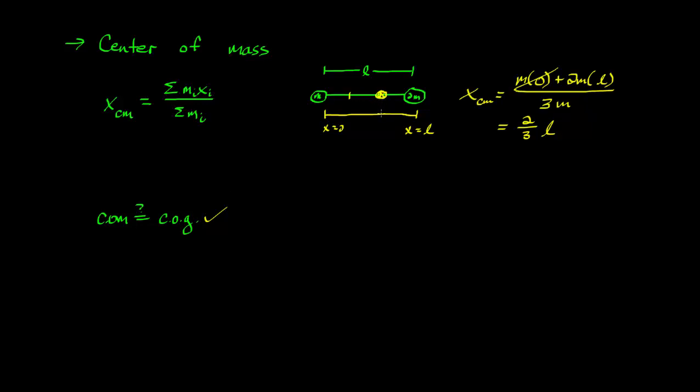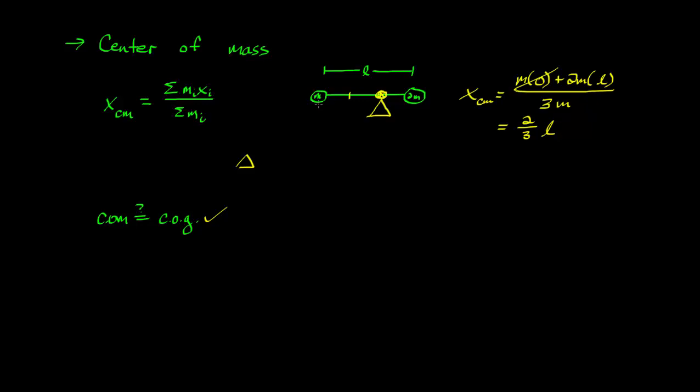So in this case, let me erase some of this stuff, because let's think about how we could get this thing to be static. So maybe we want to put a pivot somewhere. So we want to put something which will support it. Obviously, we're going to have to put it right here at the center of mass. And the reason for that is that's where the center of gravity is.